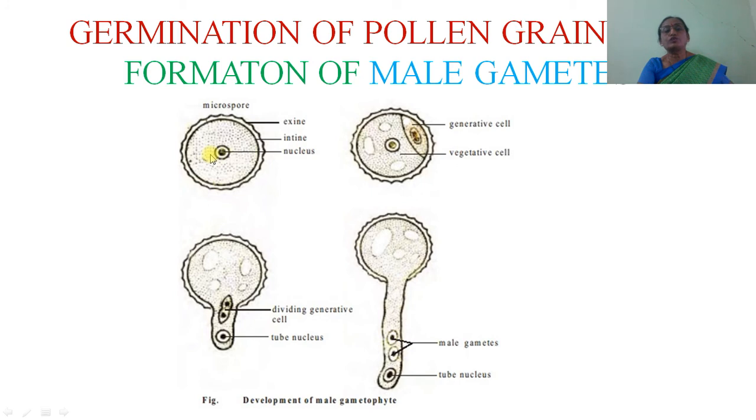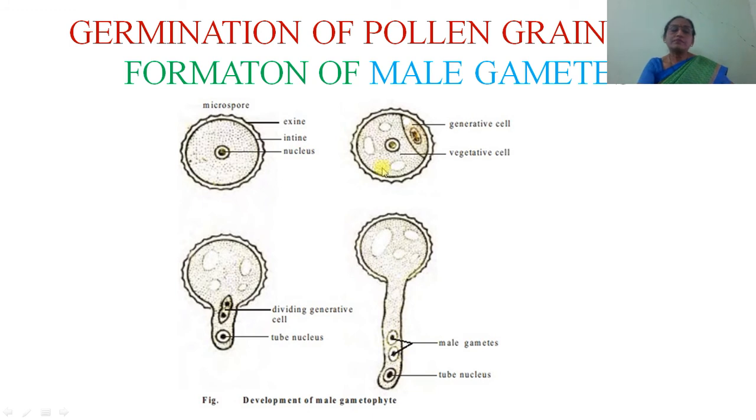It is also called a microspore, which consists of the outermost exine. Below the exine there is intine, and exine and intine together form the wall of the pollen grain, and in this wall there are also pollen germ pores. Inside the intine there is cytoplasm which contains a prominent nucleus. After some time this nucleus divides, and two cells occur: one generative cell, which is smaller in size, and another the vegetative cell, which is larger in size.